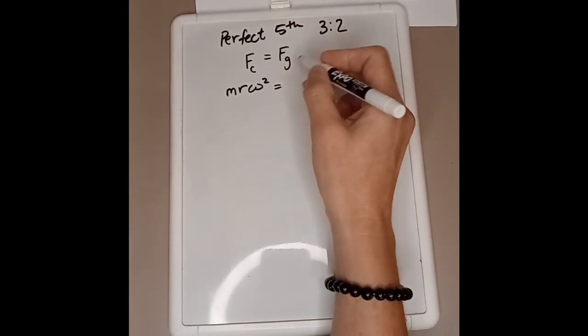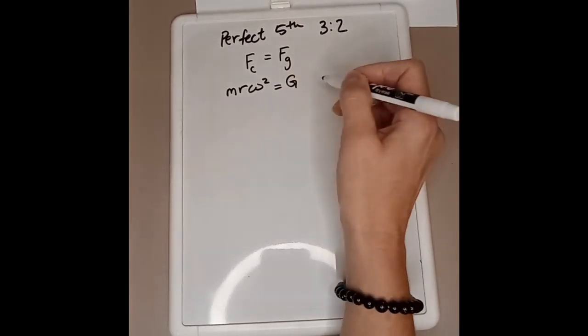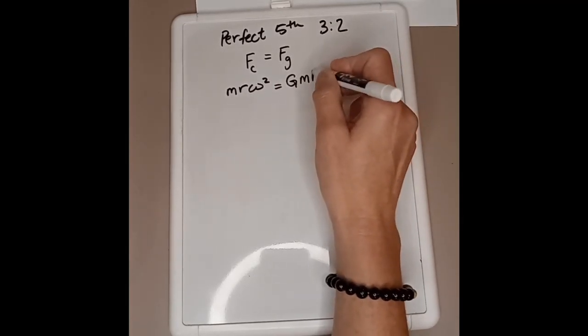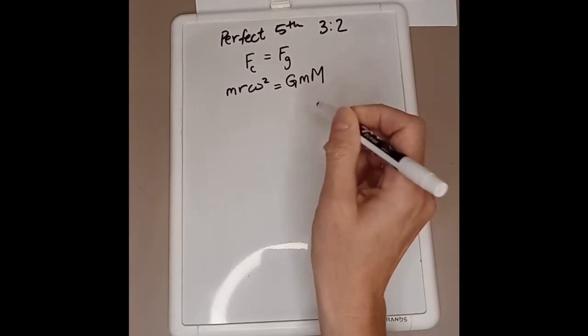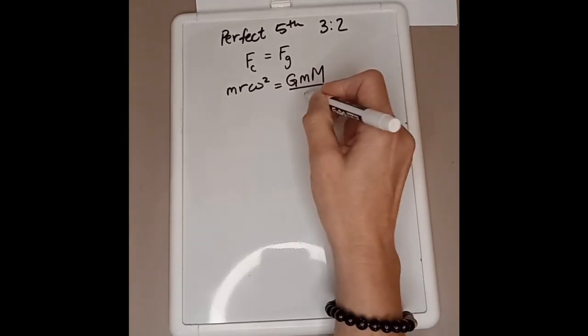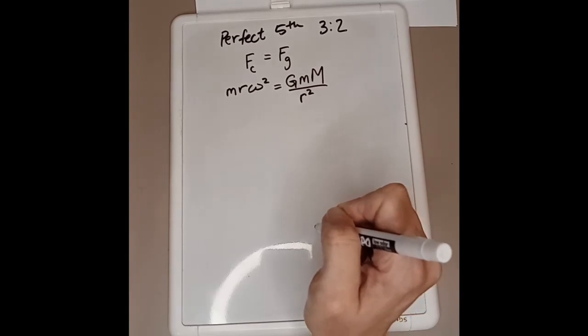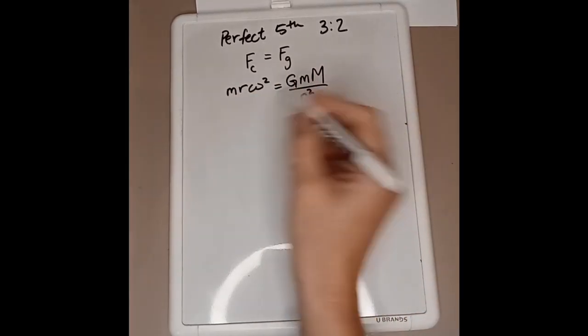And then the gravitational force would be big G, which is the gravitational constant, times the mass of your planet, little m, times the mass of the sun, big M, divided by the radius of its orbit squared. So now we just make a few substitutions here.